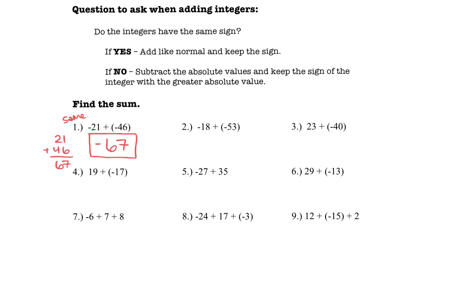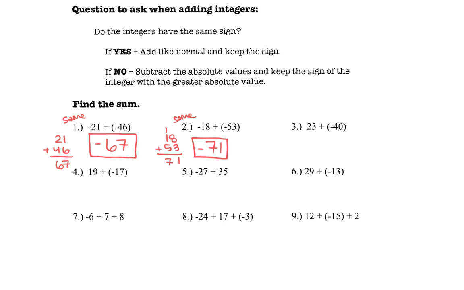Number 2, same signs or different signs? Well, they're both negative, so they are the same sign. So again, I'm gonna add these, 18 plus 53. And I think it's easier to just line them up like this to make sure I don't make a mistake. I get 71. They're both negative, so when I add two negative numbers, I always get a negative number.